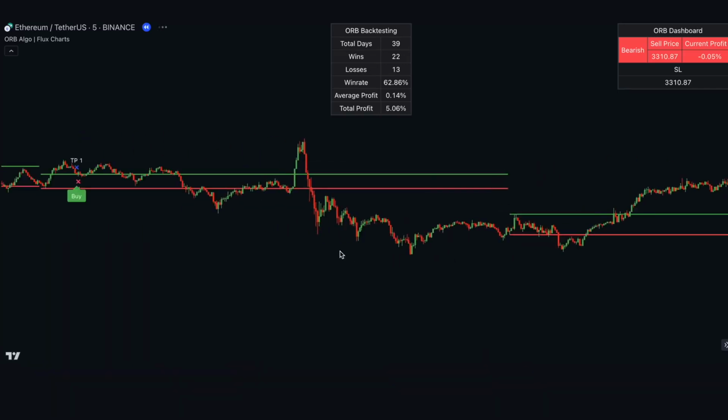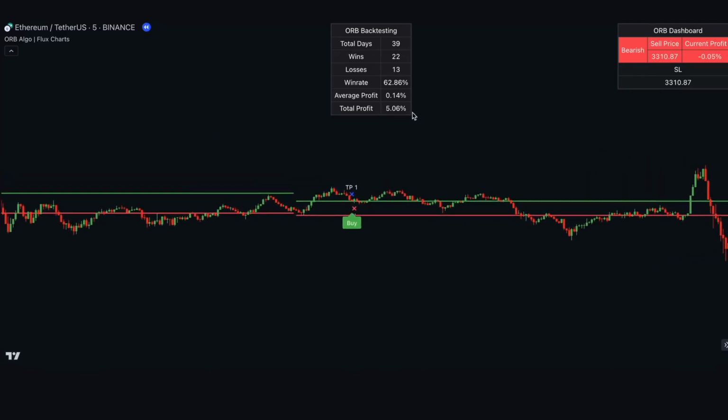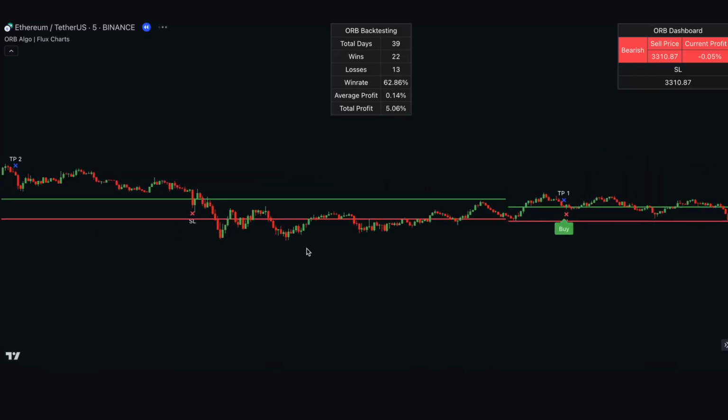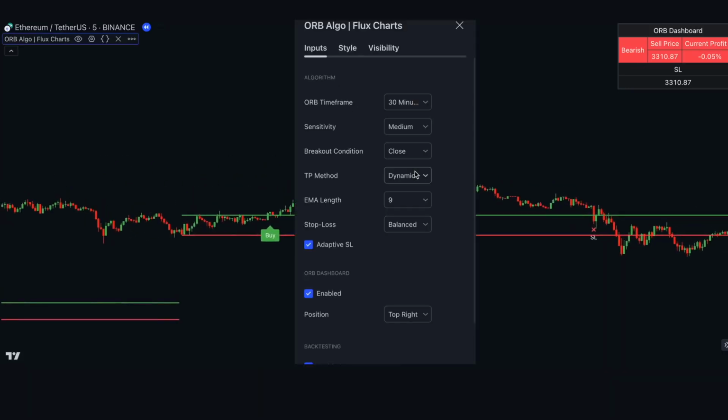Currently, we're on Ethereum on the 15-minute chart. The algorithm achieved a win rate close to 60%. I strongly suggest adjusting the algorithm settings individually for every asset and time frame.